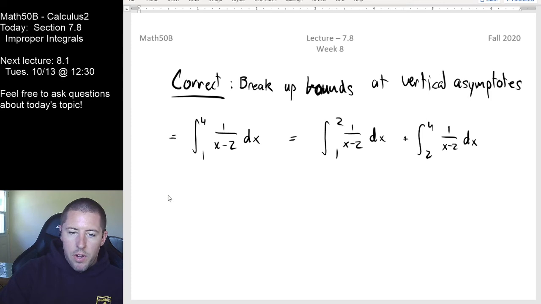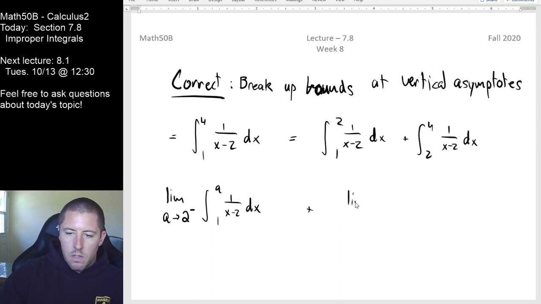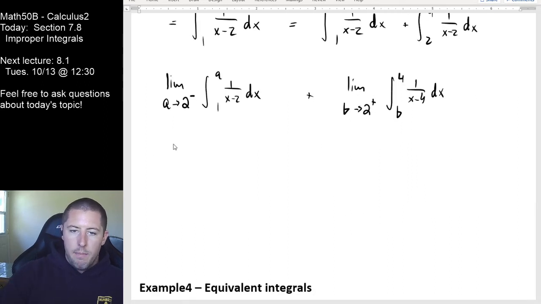All right, so I'm going to rewrite this then as, and I'm going to change my variable, as a goes to 2 from below, because this is values below 2. B will be the one that goes towards 2 from above, because all the values here are between 2 and 4, so they're greater than 2. Integral from b to 4 of 1 over x minus 2 dx. And so what are we going to get here? We're still going to get our same type of results here. We just have a little bit more writing to go with them.